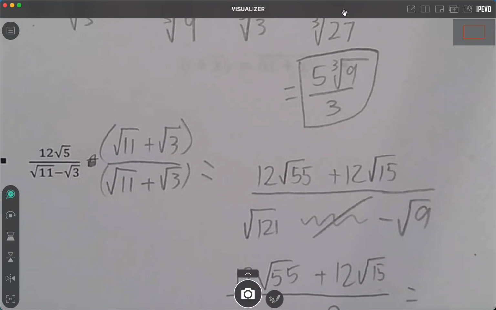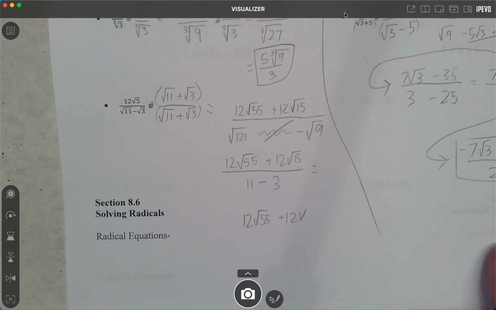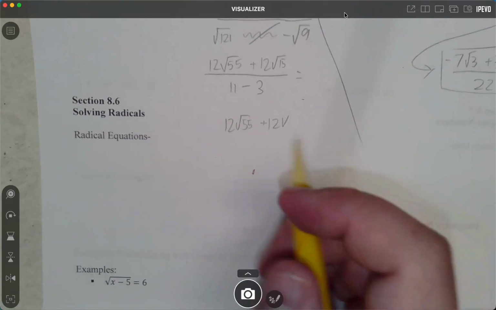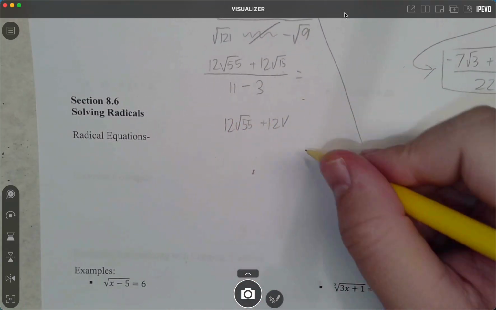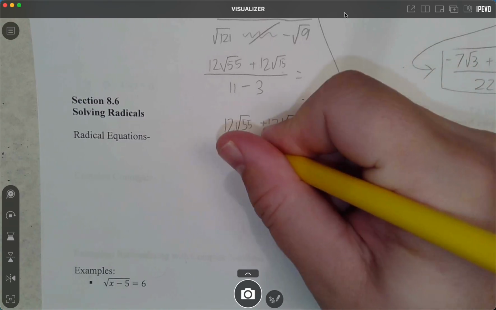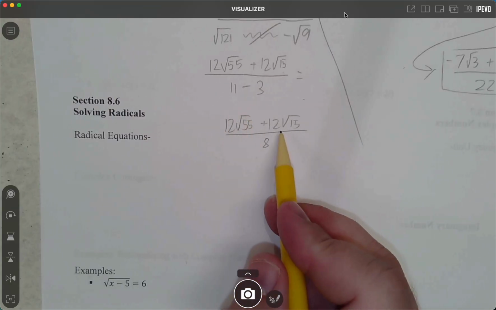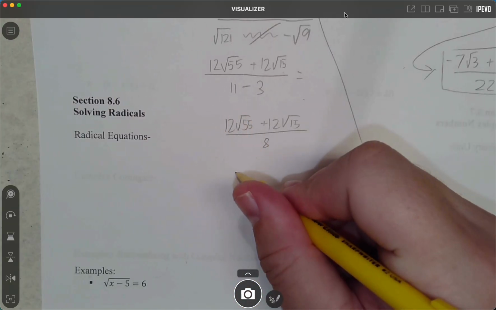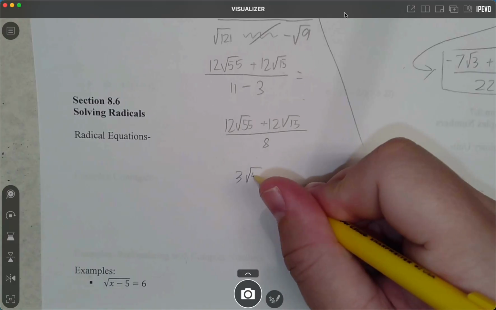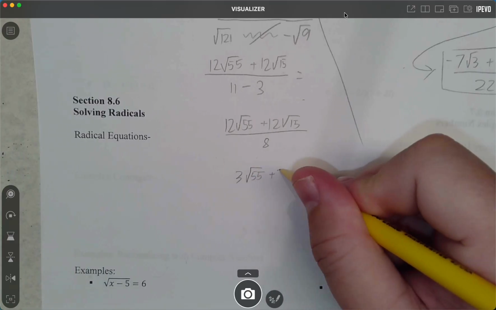And, oh man, just when you think you're done, you're not. So this is going to be 12 root 55 plus 12 root 15 over 8. But here's the issue, and here's why I'm not done yet. 12 on the outside, 12 on the outside, 8 on the outside can all be reduced by 4, so this will be my final answer.